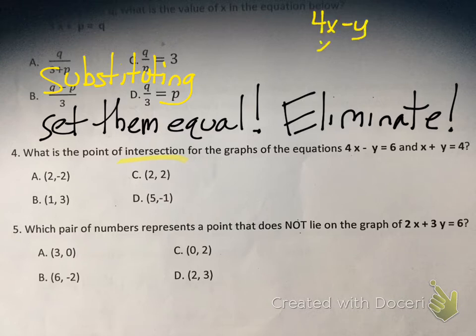If you take the two equations and you stack them like a system, you can very easily see that the y values will eliminate when you add the two equations together.